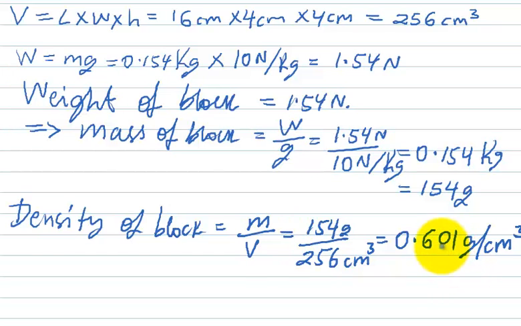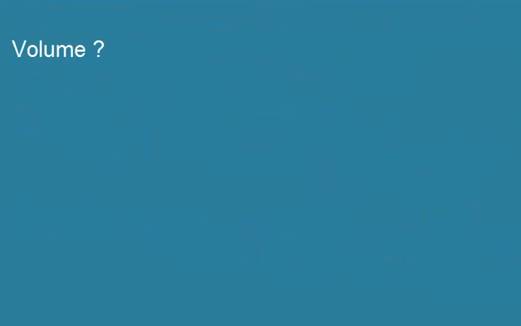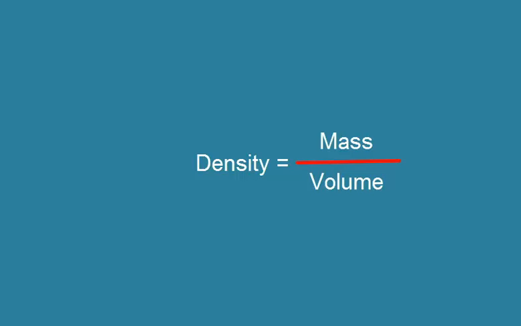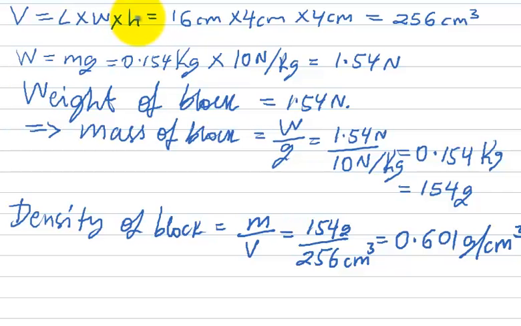Let me go through this calculation once again. Why do we need to calculate the volume of the block? We are prompted to calculate the volume of the block from the fact that we are required to calculate the density of the block. In order to calculate the density of any substance, we need two physical quantities. One of them is the mass of the substance, the other one is its volume. So when we look at the block, since it is a cuboid, we can immediately calculate its volume by multiplying length by the width and by the height. That gave us 256 centimeters cubed.